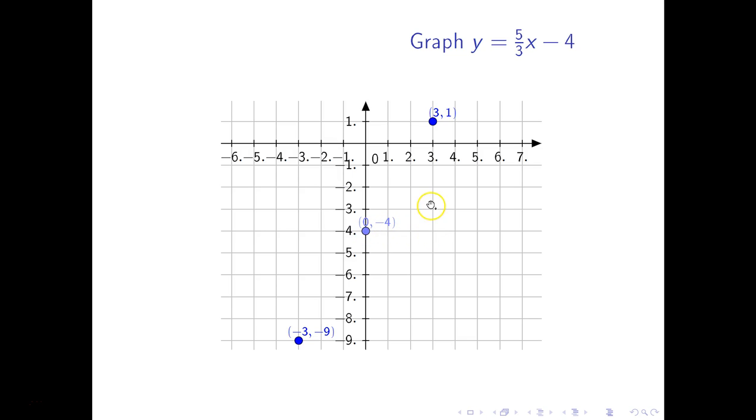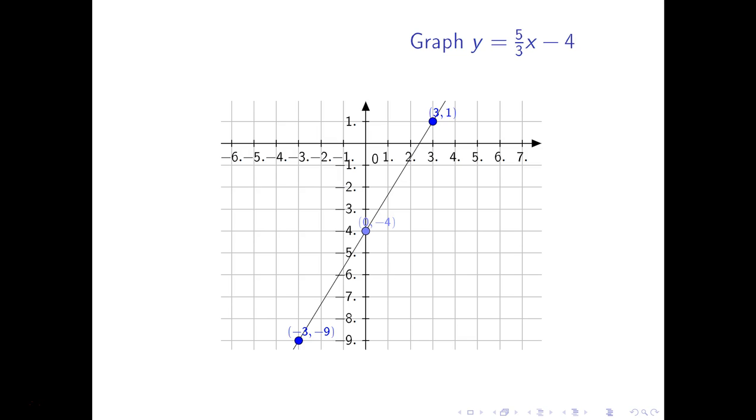And I can go up 5. 1, 2, 3, 4, 5. Or I can go back 3, 1, 2, 3, and down 5. 1, 2, 3, 4, 5. With all of that in mind, we have 3 points. Draw a line through it. Boom, you're done. You just graphed the equation.